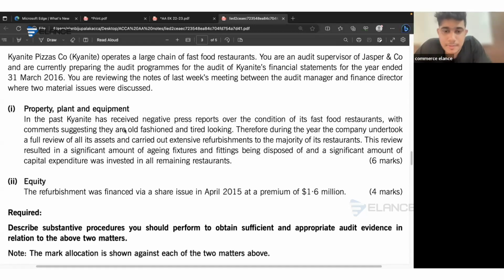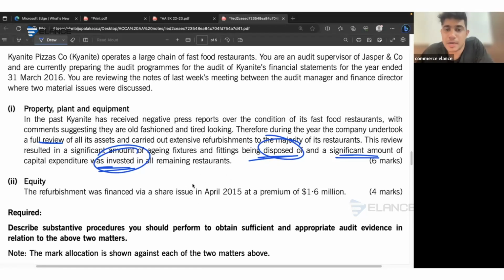Disposal, addition. Exactly. They have told us that K company's restaurants are old. Therefore, the company has undertaken a review of all the assets, and after reviewing, they have disposed of some of the assets, and a significant amount of capital expenditure investment was also made. So there is disposal of assets and addition of assets. So you have to write substantive procedures in relation to the disposal and the addition of assets.